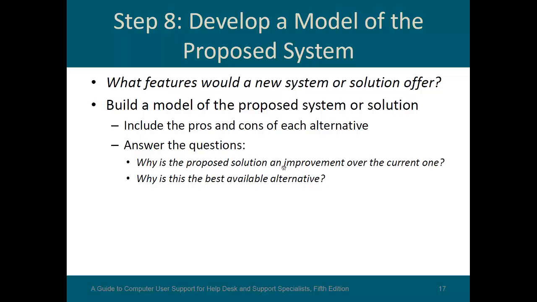What features would a new system or solution offer? Build a model of the proposed system or solution. Include the pros and cons of each alternative. You've got to write it all down. Answer the questions: Why is the proposed solution an improvement over the current one? Why is this the best available alternative? And be ready to back up what you say. This has to do with critical thinking. Once again, there is no right or wrong answer. The answer is correct when you're able to back it up.